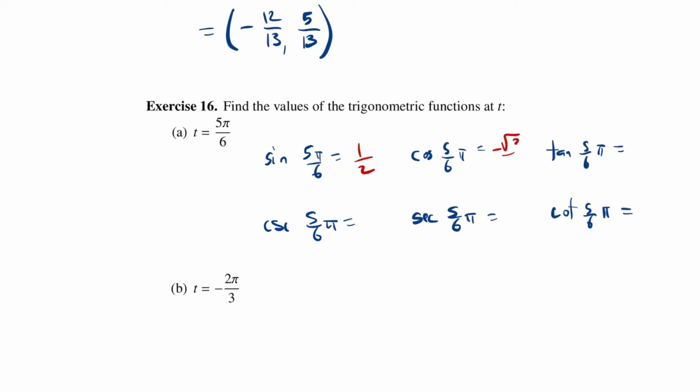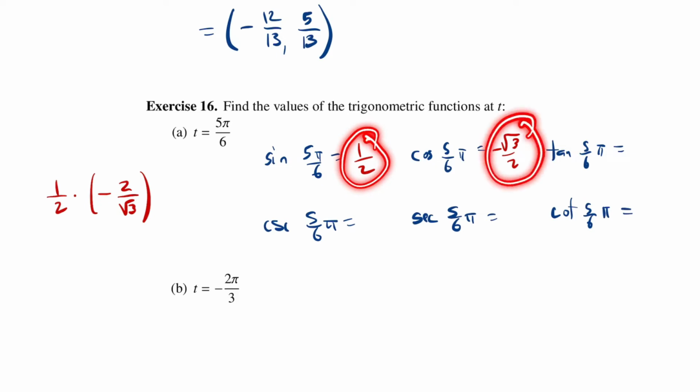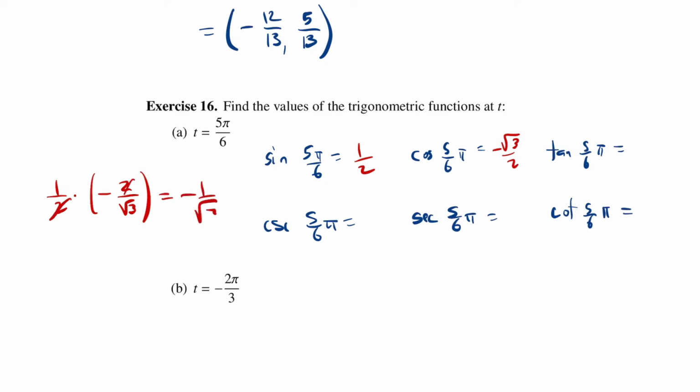And tangent is the quotient of y over x. So let's do that. Y times the reciprocal of x. So in other words, it's 1/2 divided by negative radical 3 over 2, but I'm multiplying by the reciprocal. And you can cancel out the 2's, so you get negative 1 over radical 3. If you wish to rationalize that, you can. Otherwise, you can just leave it the way it is. Reciprocal, reciprocal, and reciprocal. And those are the 6 solutions.